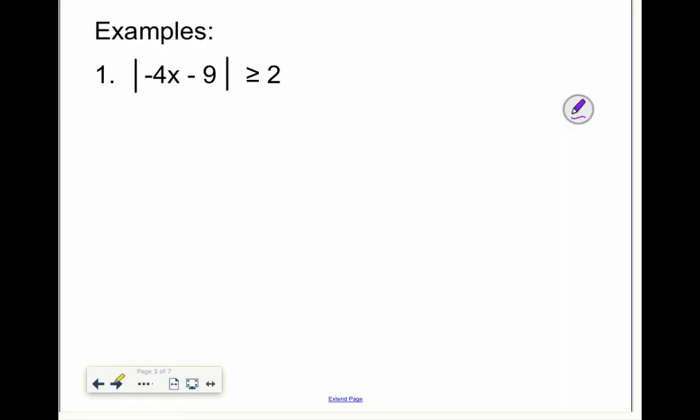So example 1, same thing we've done. This part is not going to be anything new. This is going to go in your y1. This is going to go into your y2. Go ahead and put those into your calculator.